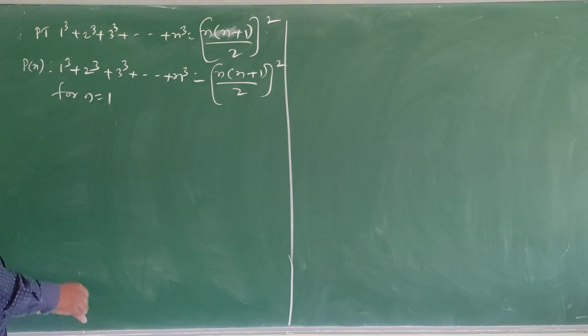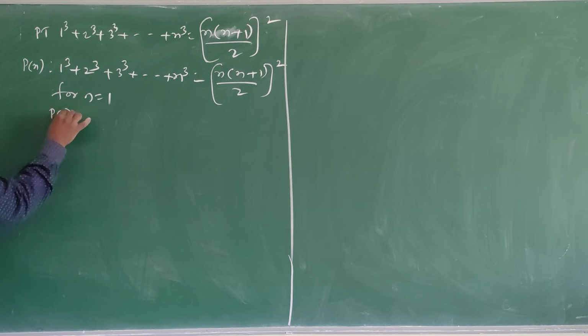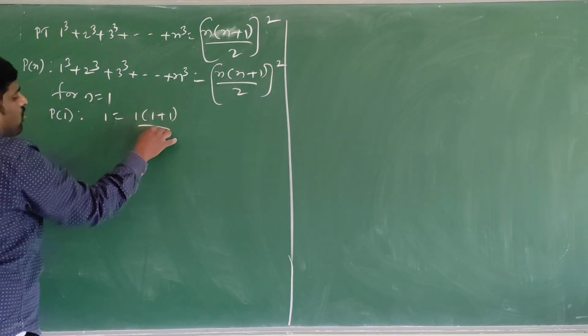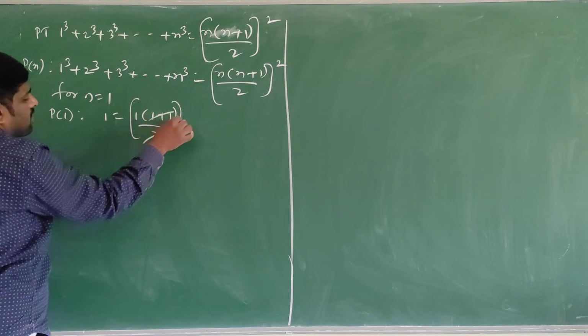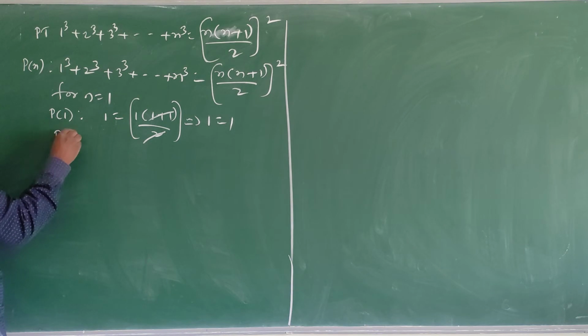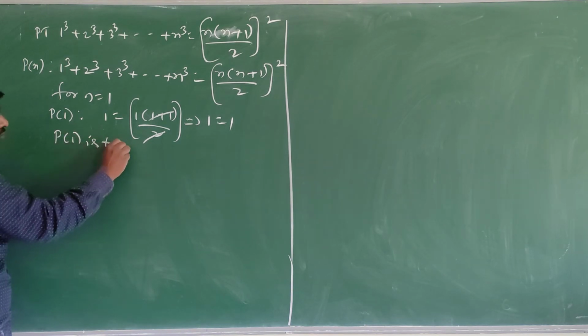For n is equal to 1, that is P of 1, that is 1 is equal to 1 into 1 plus 1 divided by 2 whole square. This one cancels, 1 is equal to 1. Therefore, P of 1 is true.